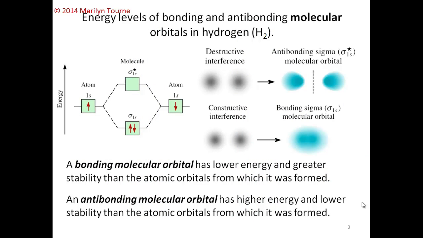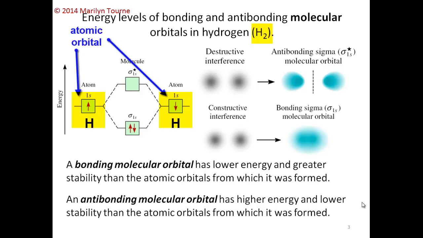This is an energy level diagram of an H2 molecule. However many atomic orbitals you have, that's how many molecular orbitals you're going to have. So in an H2 molecule, you have 2 hydrogens, and each of them has a 1s orbital. So that's why you have these 2 1s orbitals right here. And since you have 2 atomic orbitals, that means that you're going to have 2 molecular orbitals, one sigma bonding and one sigma anti-bonding.